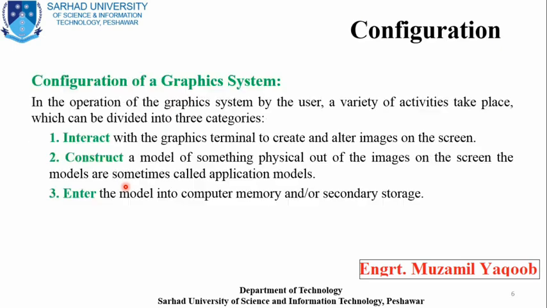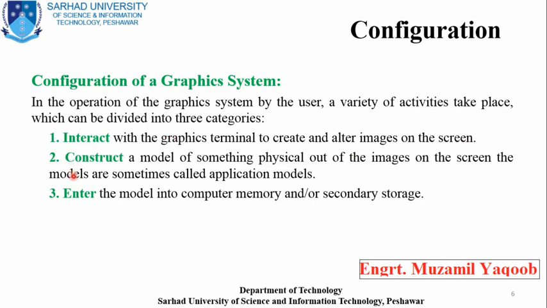Now moving towards the next part, which is about configuration. In the operation of a graphic system by the user, a variety of activities take place, which can be divided into three categories. The first is interact, meaning interacting with the graphical terminal. We discussed graphical terminals in our previous lectures, so if you are not clear, please go through them. This is the interaction between the user and the system: interacting with the graphical terminal to create and alter images on the CRT, meaning the cathode ray tube or screen.